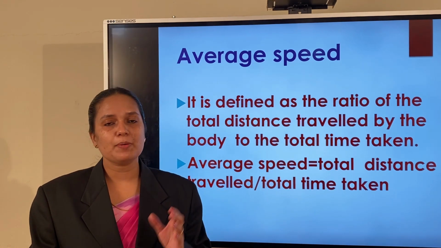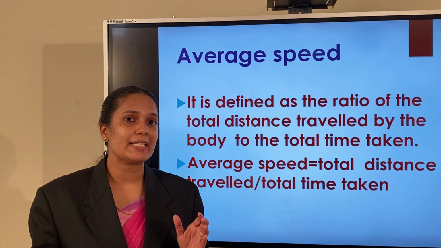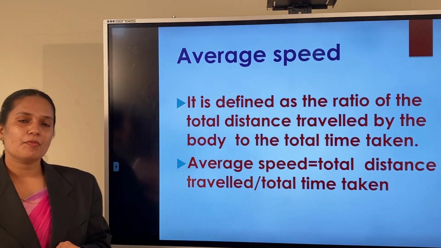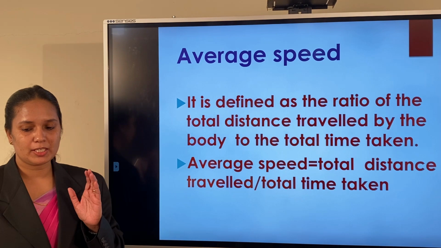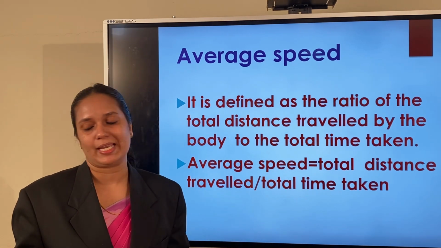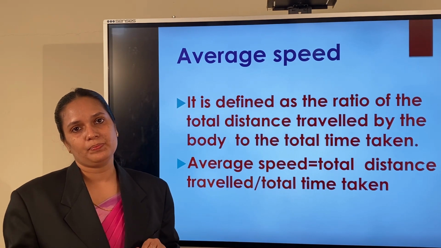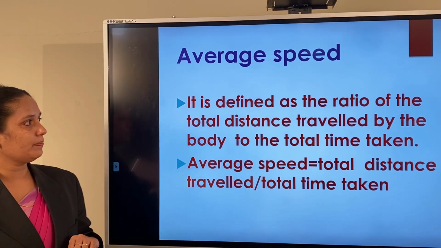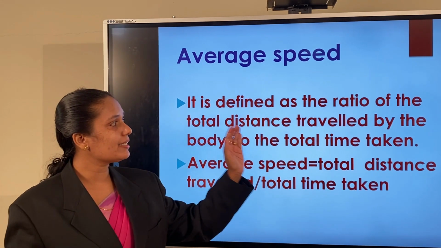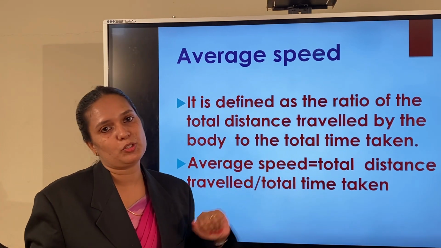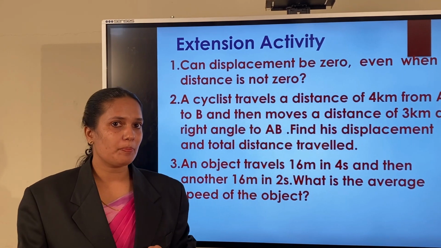The next, average speed. You know, in most of the cases, the object moves with variable speed. Therefore, we have to describe the rate of motion of such objects in terms of their average speed. Then it is defined as the ratio of total distance traveled by the body to the total time taken. Let me conclude my topic.